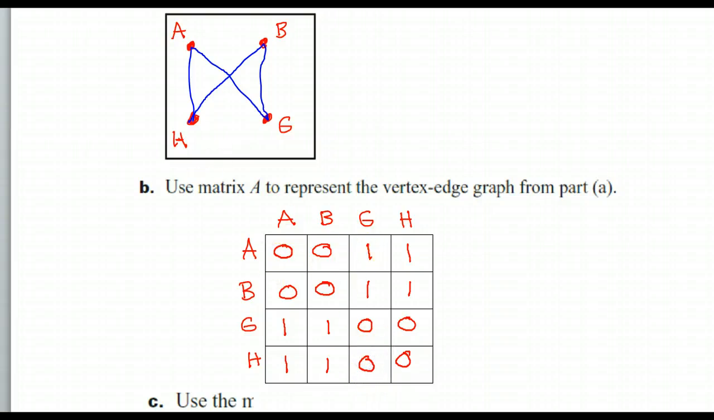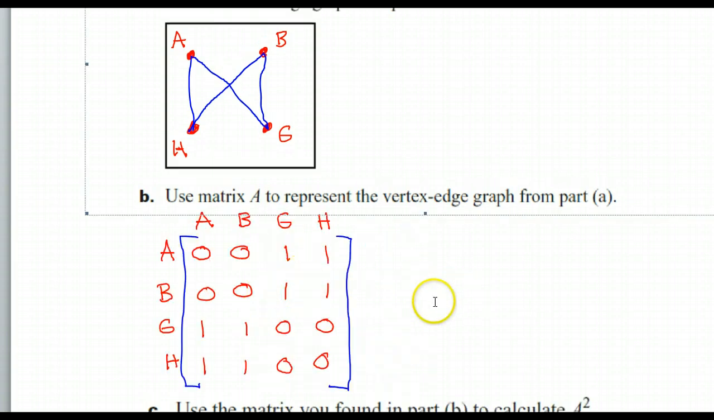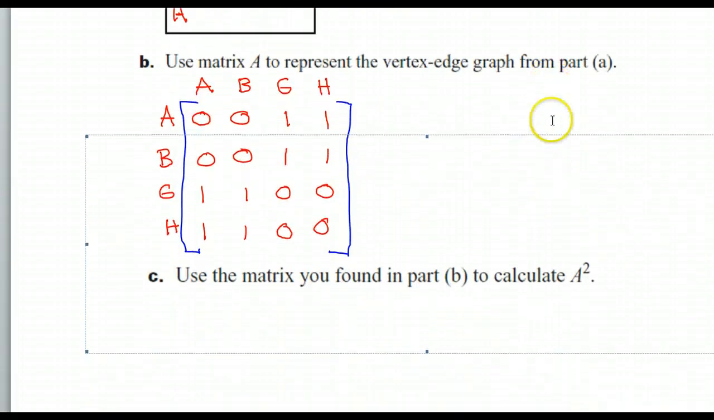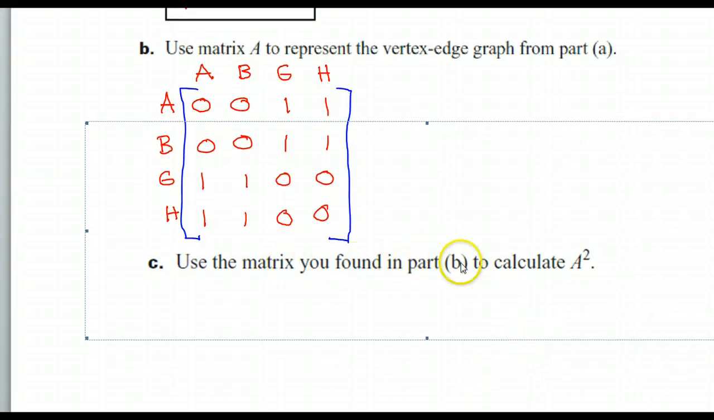Okay, so put a little bracket around this, and you've got yourself a matrix representing the situation. Now for part C, we are supposed to use this matrix to get some other information. So use the matrix you found in part B to calculate A squared.